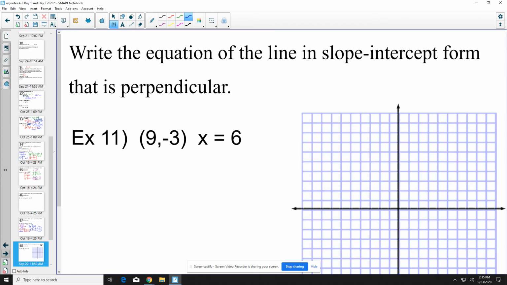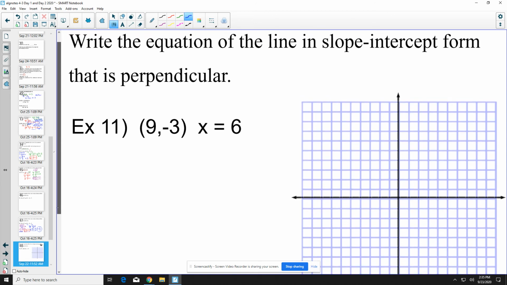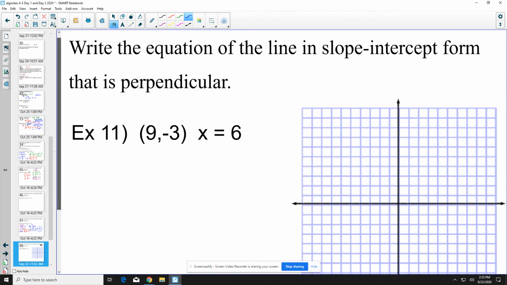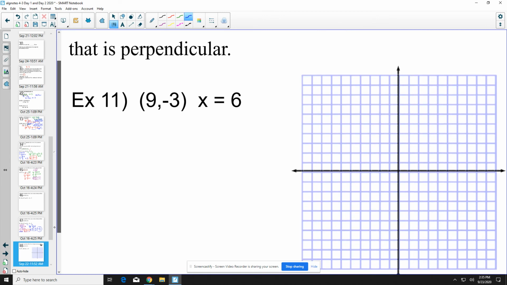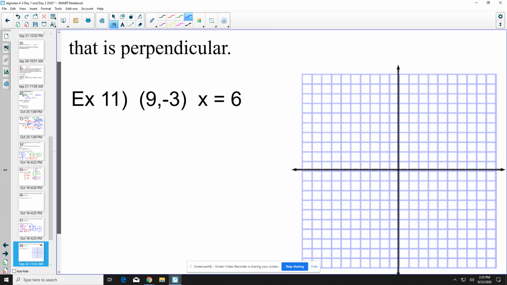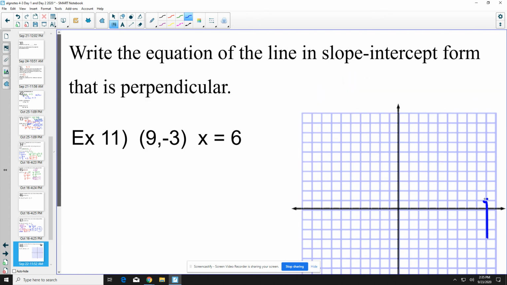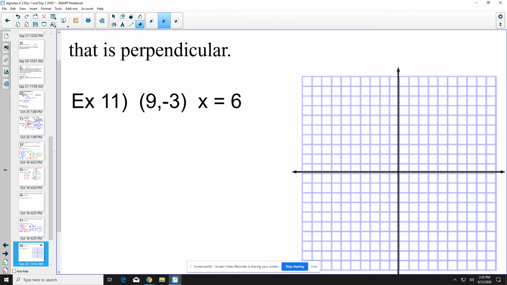All right, so now I want you just to watch this one. It says, write the equation of a line in slope-intercept form that is perpendicular. And they're giving me a graph and a point. So if I graph 9, -3, I would go right 9, down 3. And my TV drives me crazy when it jumps like that. Let's see if I can graph that point. So I'm going to go right 9, down 3. There we go. There's 9, -3.